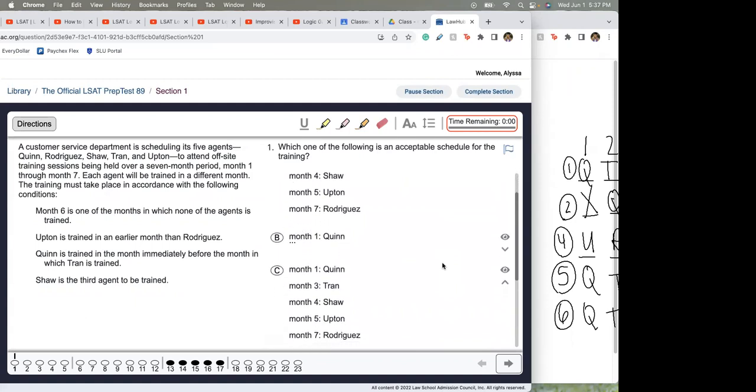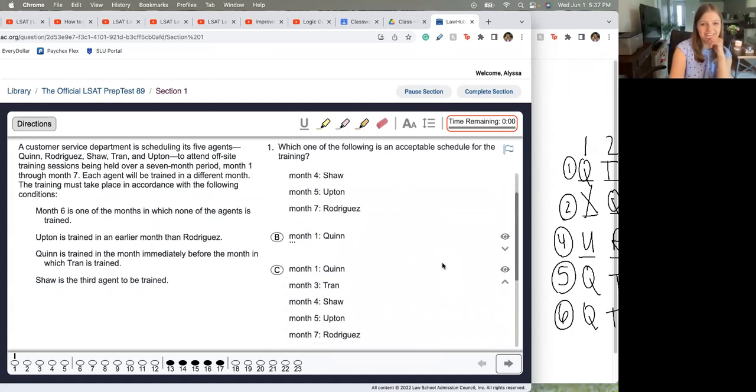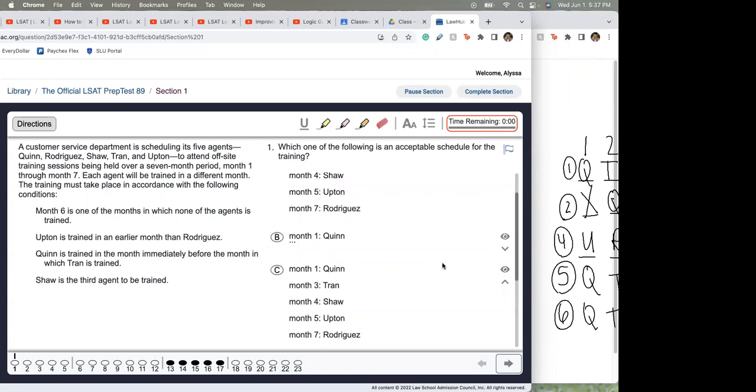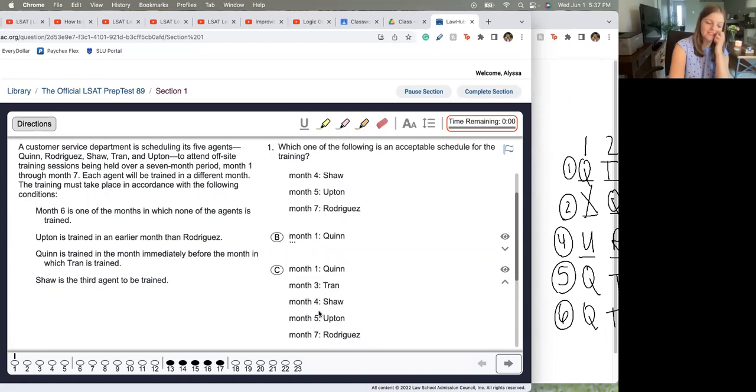C. Yes. Why C? They ended up skipping month 2, which makes it not directly before. Yes. I think a lot of people will miss this one because they see Q and T together, but you're right, it's missing month 2. So if we're doing it immediately before, we would need it to be 1 and 2 or 2 and 3. So C is eliminated based off of that rule.